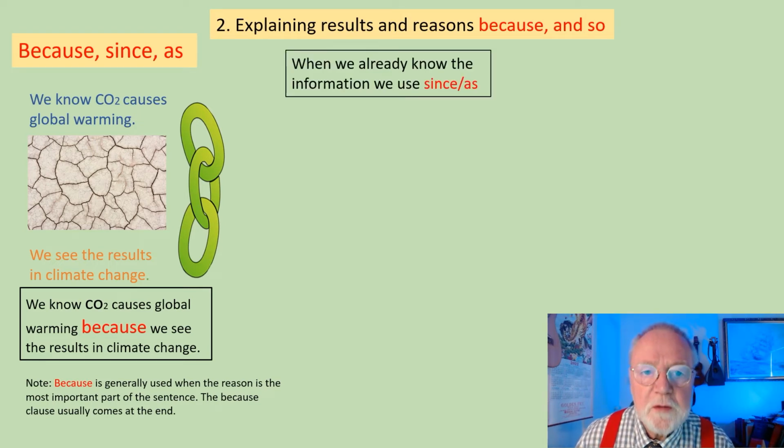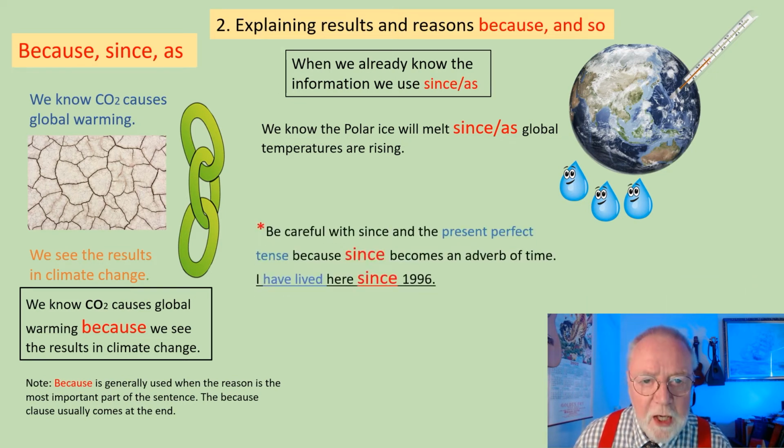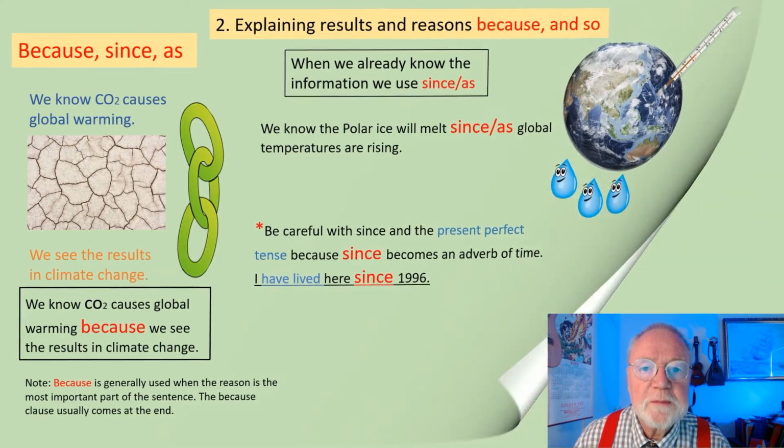When we already know the information, we use the words since or as. Like this. We know the polar ice will melt since, or as, global temperatures are rising. But be careful with since, because if you're using the present perfect tense, it can become an adverb of time. For example, I have lived here since 1996, and that is a different use of the word. So just watch out for that. And now for the next group.